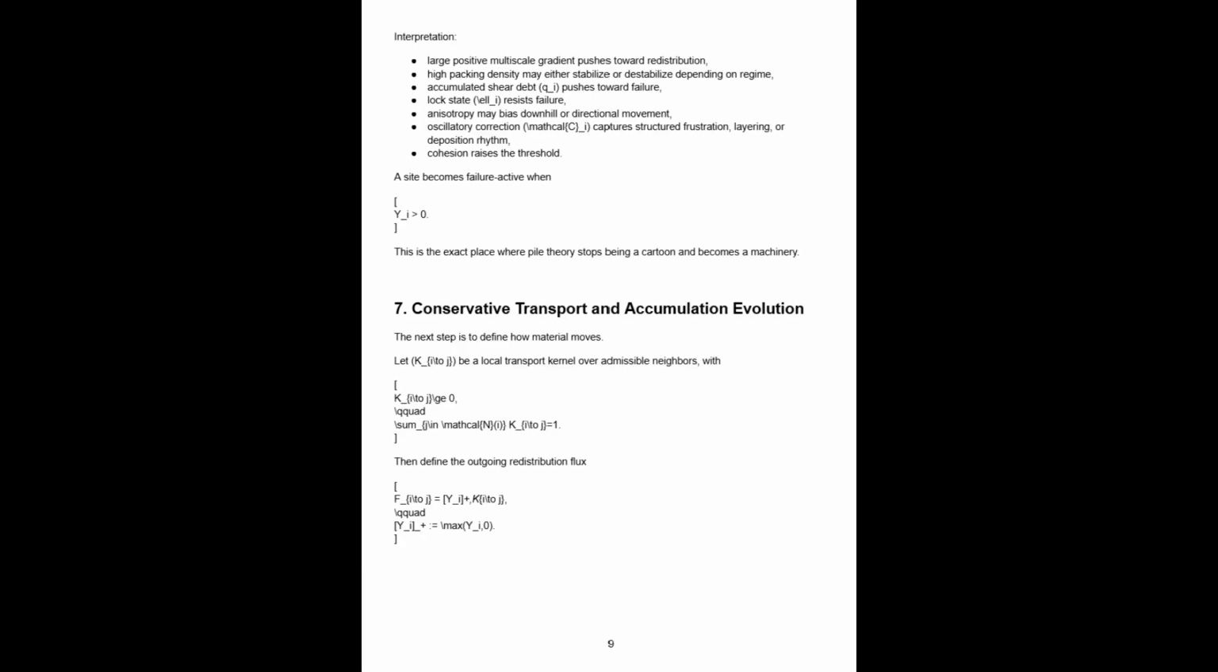Now, the fifth channel is anisotropy. Anisotropy. Okay, you're going to have to translate that one for me. In the paper, it's referred to as the deposition fabric. But to put it simply, it's the directional bias of the object based entirely on how it was built.